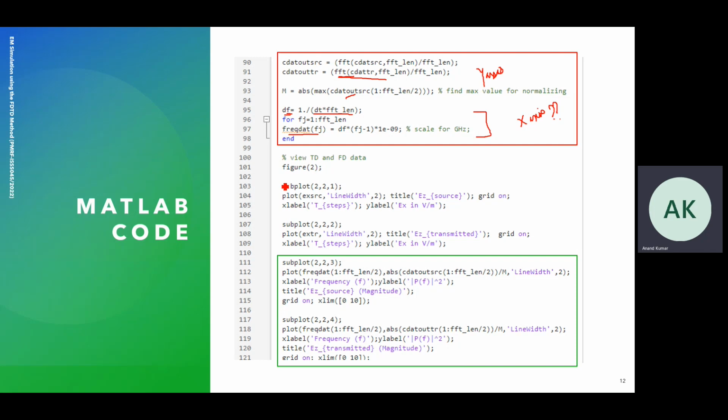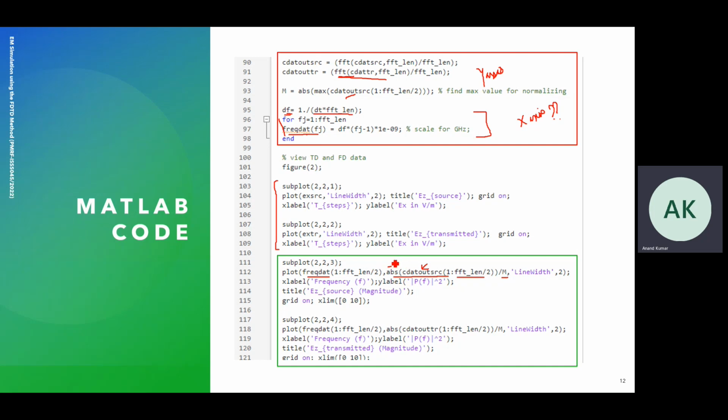Now these are the two subplots for the time domain data, and this is how you plot the frequency domain data. So your x-axis is the frequency vector that we calculated in the last for loop, and on your y-axis is the absolute value of the vector where you stored your FFT results. Normalizing with M.